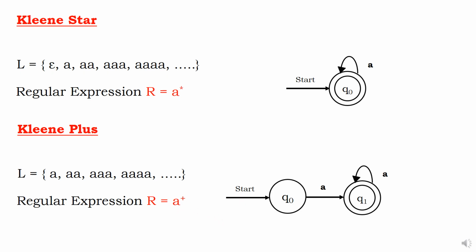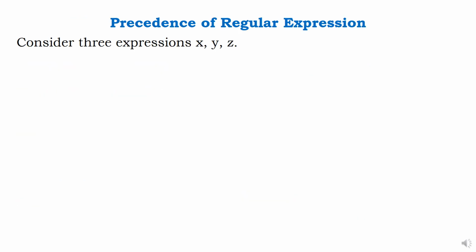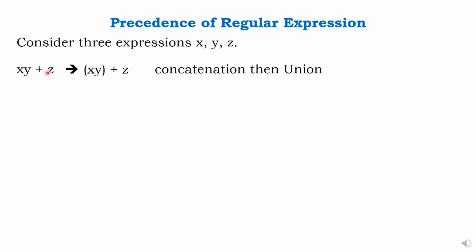Three operators are very important: union, concatenation, star. Let us have all three at the same time. Then what is the precedence rule? Consider three expressions like x, y, z. Let us have x dot y plus z. That is a concatenation operation, dot here. What I should do? Always you should prefer x dot y first. Then only you should go for plus. Okay. Concatenation first, then union.